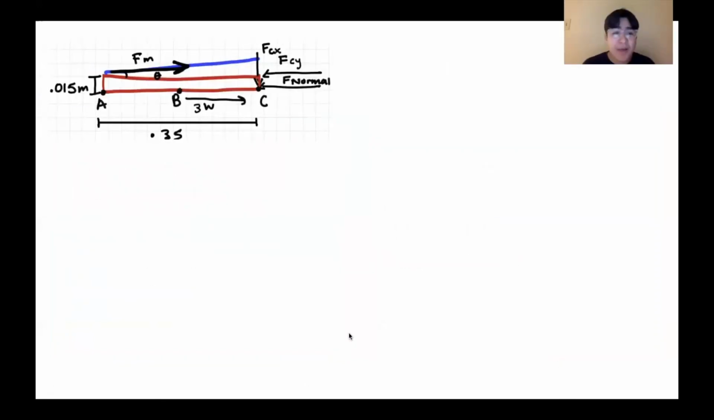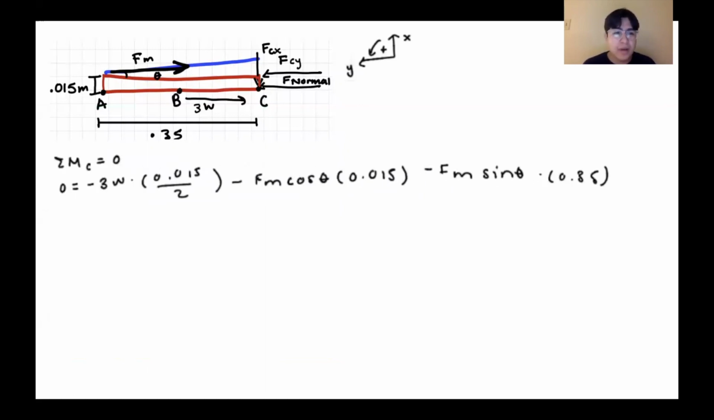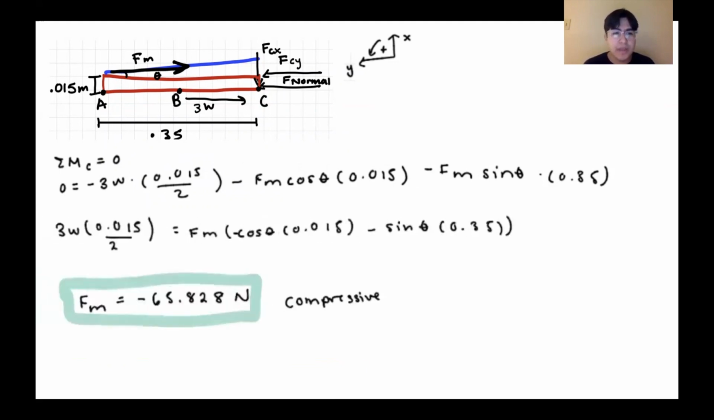Okay, so now here's the free body diagram again, except we're increasing our angle to 30 degrees and the weight by 3 times. We increase the weight by 3 times because when you're running, you increase your weight by 3 times in the body. And there's the same setup equation for the moment about C equals 0, and this is a little different because we did increase the weight and increase the angle, and we get Fm is equal to negative 65.828 newtons, and this is also a compressive force.